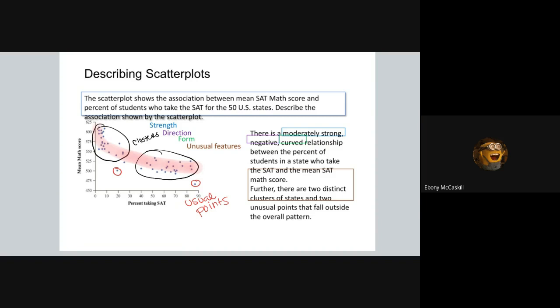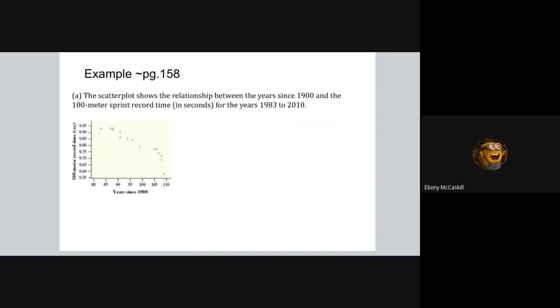See if you can hide the answer. See what that info might be. So this next scatter plot shows the relationship between years since 1990 and the 100-meter record time in seconds for the years 1983 to 2010.